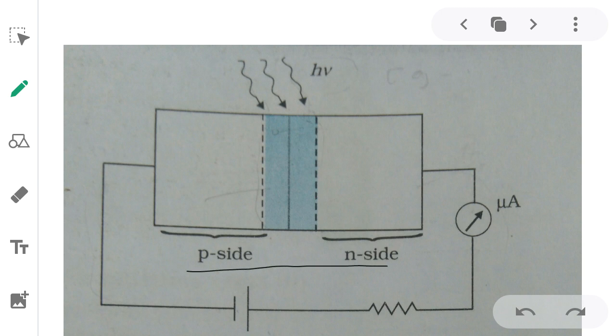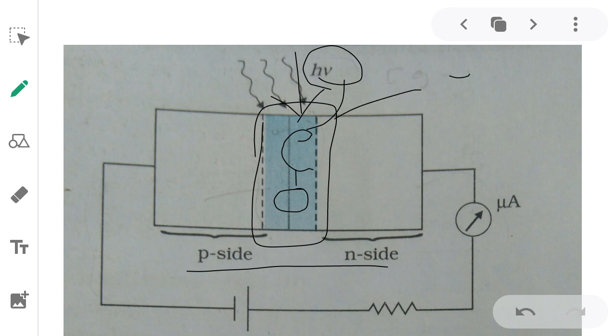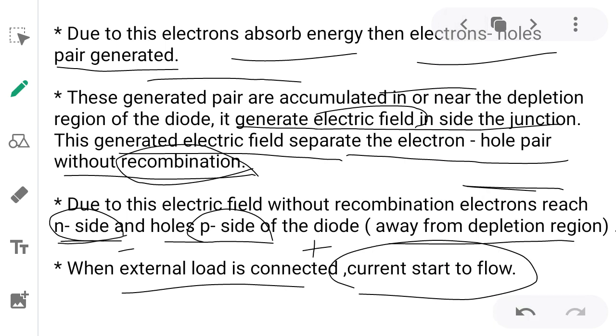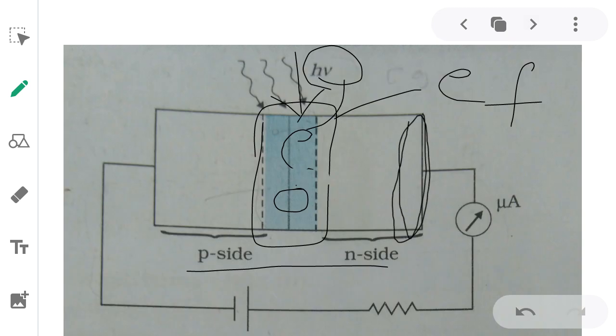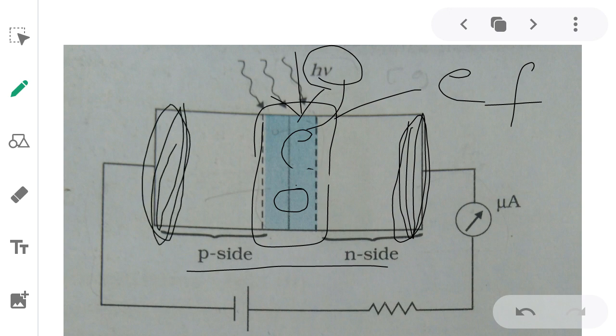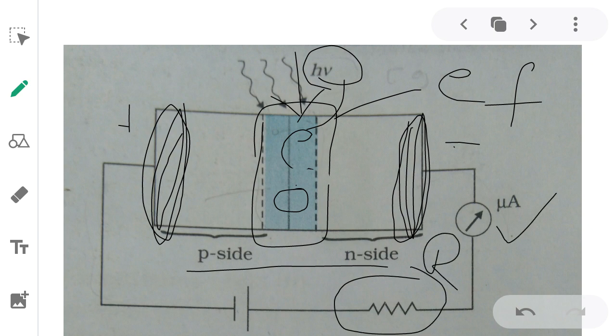Okay, P and N junction. Light falls on this P and N junction with energy h nu. The electron absorbs the energy and starts moving. When this electron and hole pair is generated inside the depletion region, an electric field is generated. Due to this electric field, the recombination of electron and hole pairs does not occur, and such uncombined electrons are accumulated. These electrons start accumulating on the N side and holes start accumulating on the P side. It acts as positive and negative. When we connect the load R, we get a current.